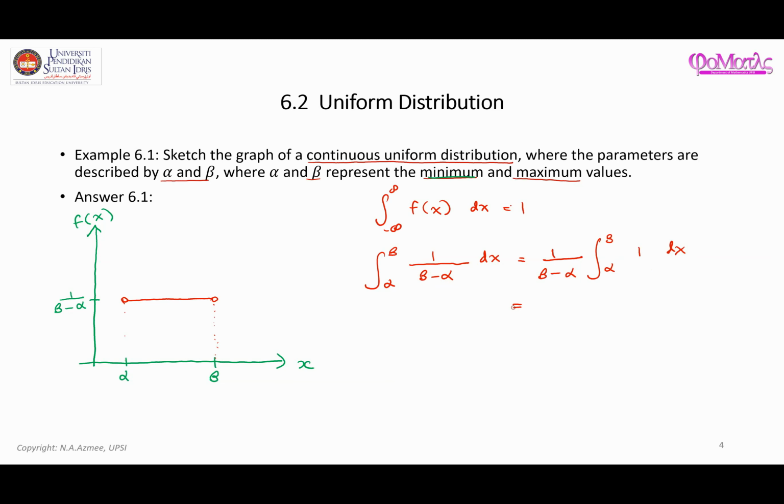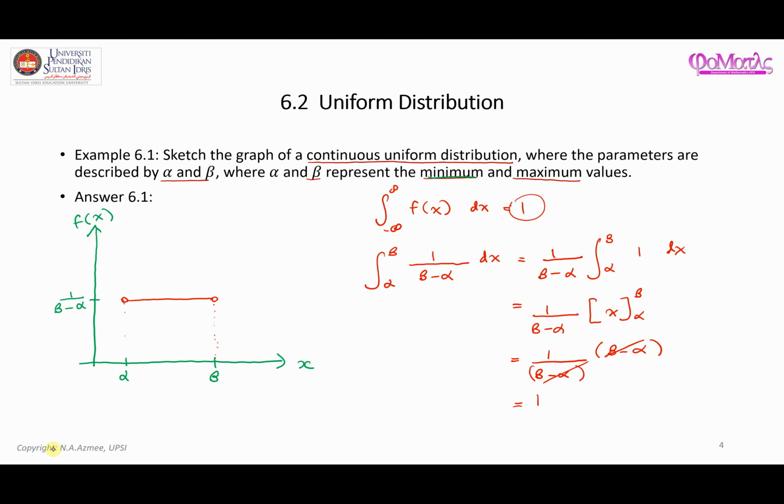Of course, if you integrate 1, you will get x. So we have x, and we later substitute all the limits. What we have next is 1 over beta minus alpha times the limits, so we get beta minus alpha. You substitute the limits into x, and you'll be able to cancel both of them, and the result is equal to 1. That's the characteristic of a probability density function: when you integrate it with respect to its lower and upper limit, the result is supposed to be equal to 1.